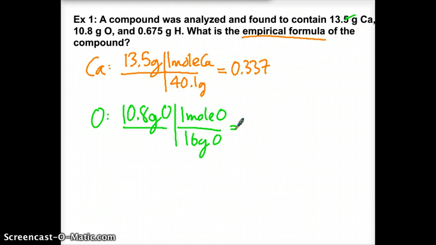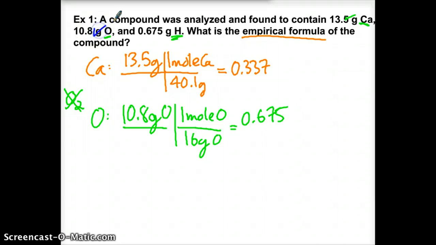Now I want to pause here real quick because we're so used to diatomic molecules, you might be thinking, why isn't it O2? I thought you said anytime oxygen exists, it exists as O2. Well, the thing is, in this compound, oxygen isn't just by itself. It's bonded to hydrogen and to calcium. So it's not just purely diatomic. It's going to be some ratio of oxygen atoms to the other ones. So in this case, it's not O2, it's just going to be left as O, so its mass is going to be 16. So if we do that math, we get 0.675 moles of oxygen.